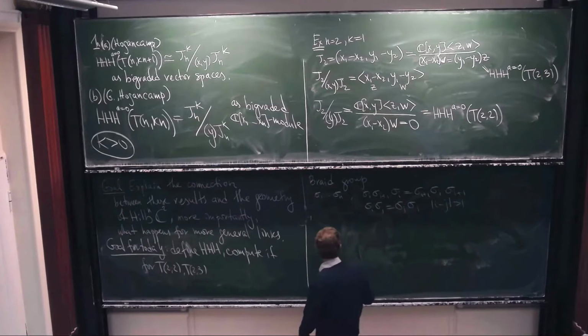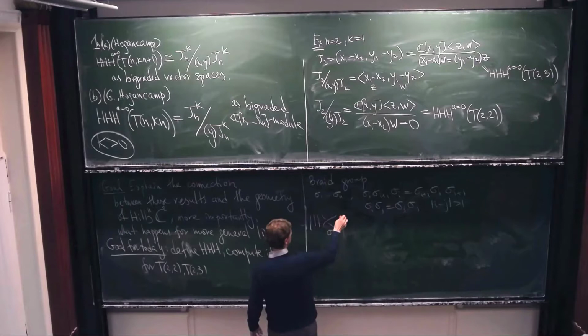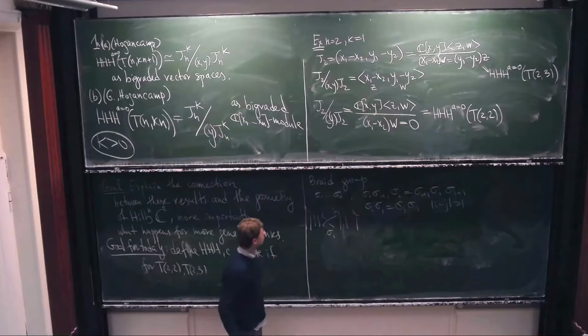And so, again, as we've seen in the previous talk, you can draw these things, so you can represent sigma i as a positive crossing between the i-th and i plus first strands of some braid, and then we compose these things by stacking one on top of another.